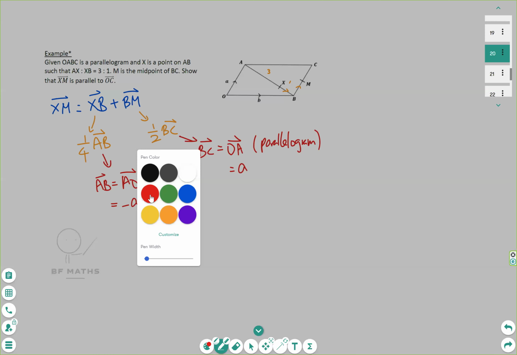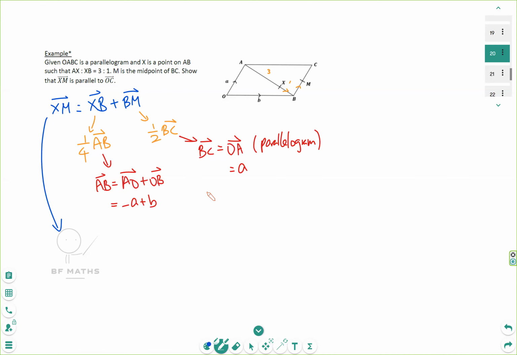So now if we go back to the blue line, therefore XM. Do you see how I actually draw the two eyes, the X crossing, using all the eyes, on my logo? XM equals XB plus BM. XB is a quarter of AB, a quarter of minus A plus B, plus BM, which is a half of BC, which is A. So expand the bracket: negative a quarter A plus a quarter B plus a half A. Put it in a calculator: minus a quarter plus a half.